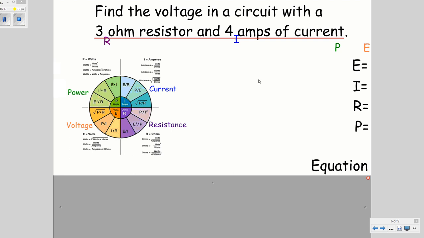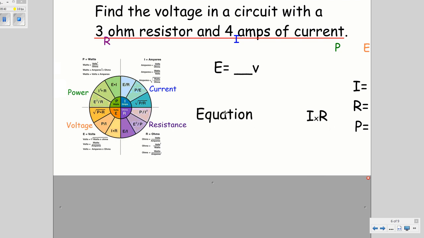So there we go. And what we're trying to find is the voltage. So this is what that's going to look like. Now I'm going to go over and look at this relationship. I'm looking for E over here, voltage. I've got an I and an R. I look over here, and I've got a relationship that says I and R, where E is equal to I times R. So I end up with an equation that says E is equal to I times R.